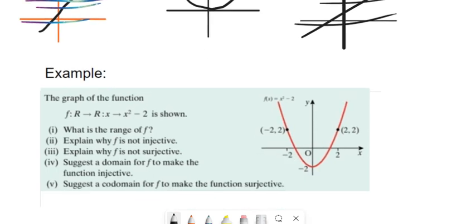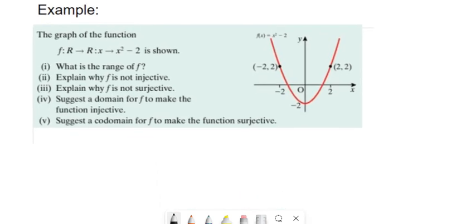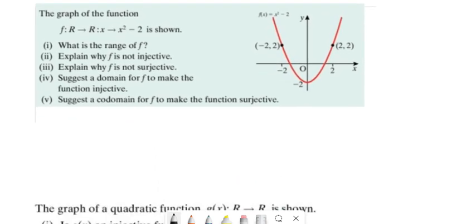Right, let's have a look. So there are different types of questions. It's hard to pin down the types of questions you can get here. You can be asked an awful lot of things. This is just an example of some questions, and it gives you a function on the graph.